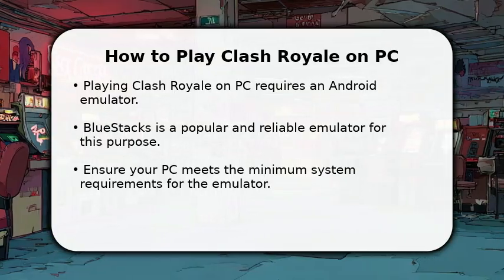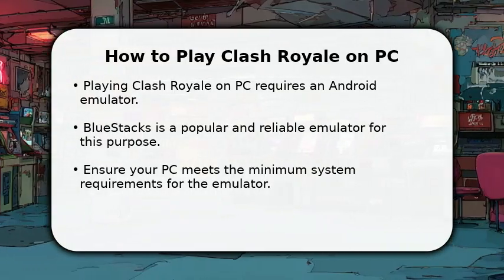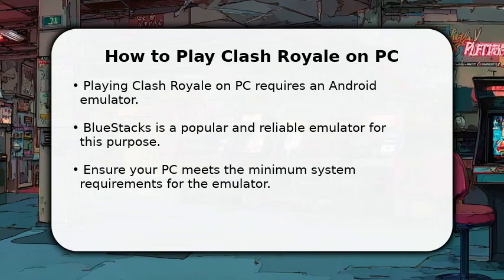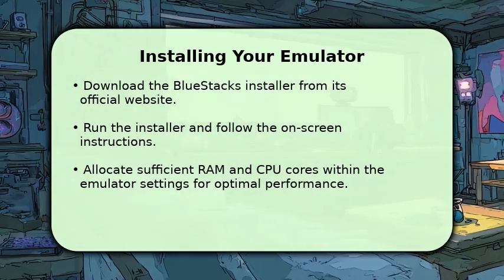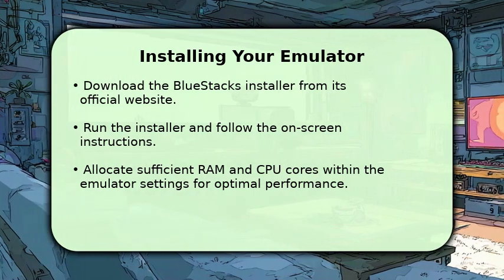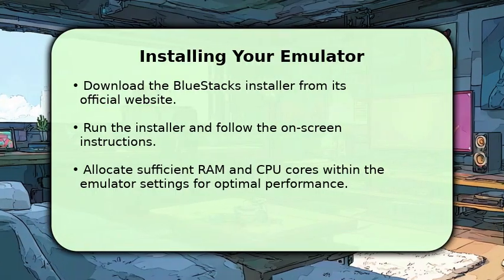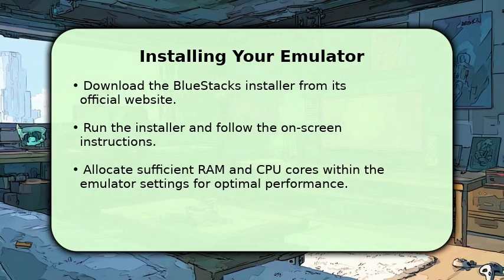Before downloading, ensure your PC meets the minimum system requirements for the emulator to guarantee a smooth experience. Once you have chosen your emulator, navigate to its official website to download the installer file. Run the downloaded file and follow the straightforward on-screen prompts to complete the installation process.